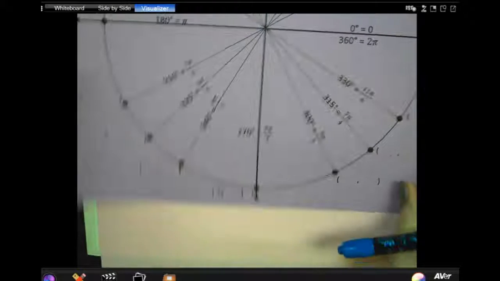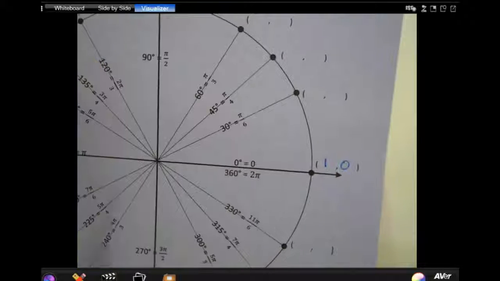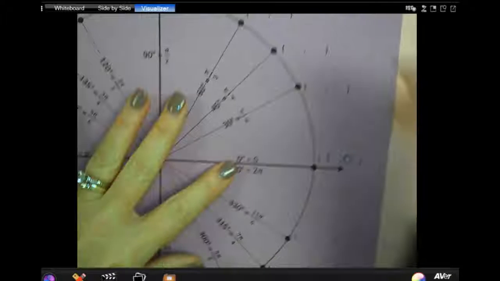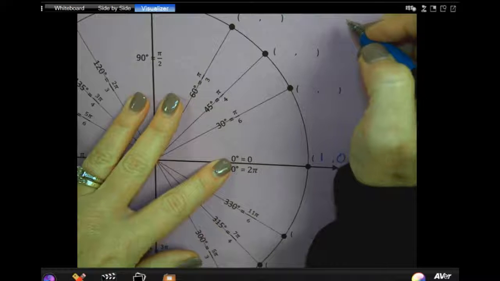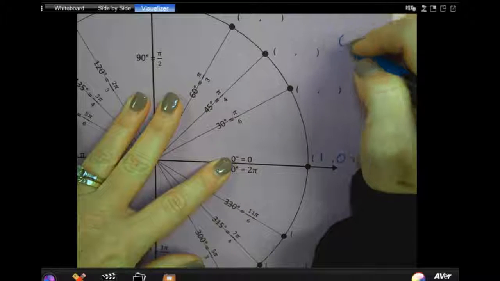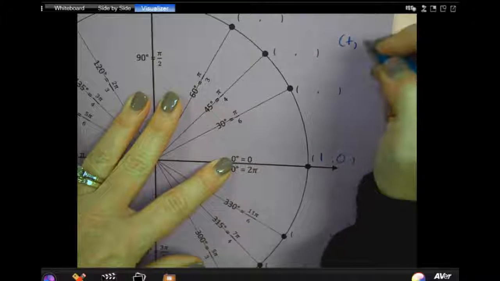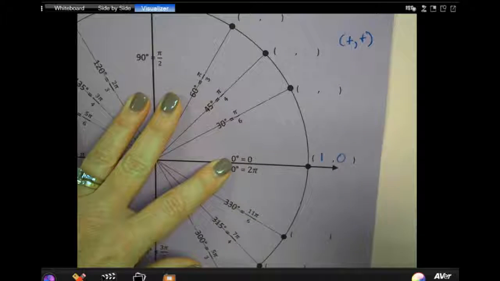So what I want us to do first is I want to label the quadrants. And the quadrants I want to label with signs. So I know the x is positive, and it's positive in the y.